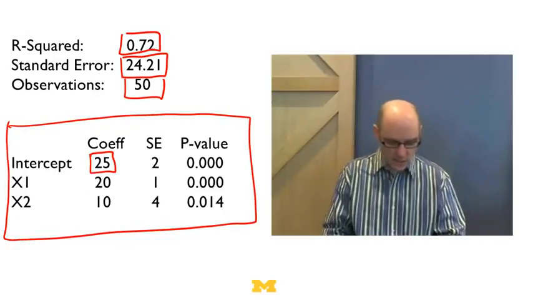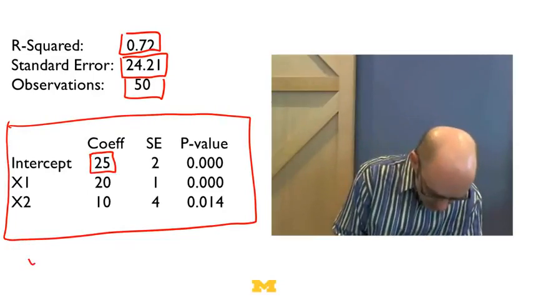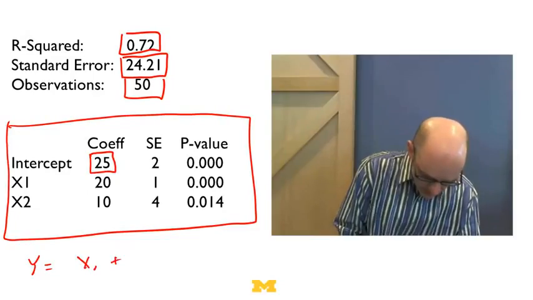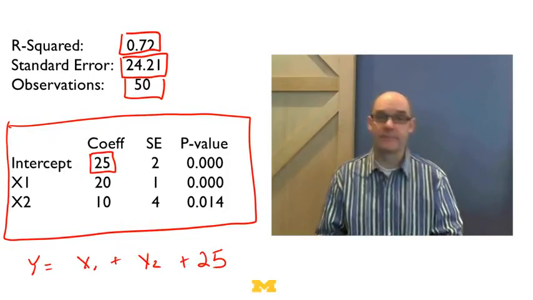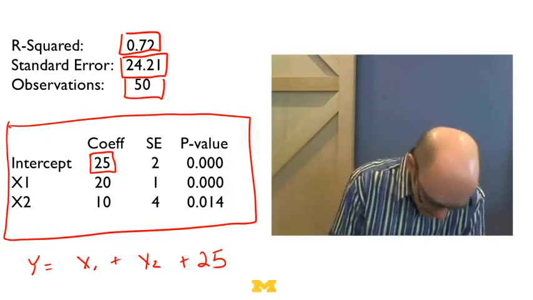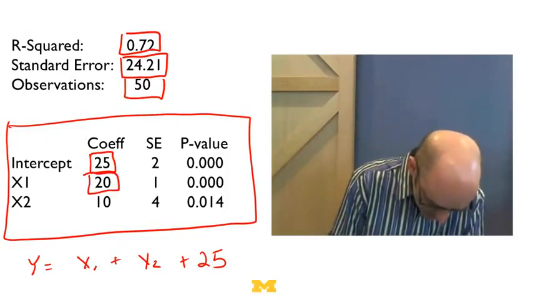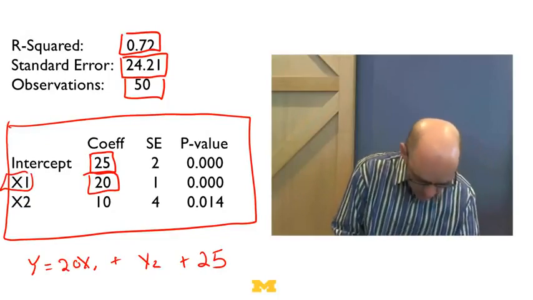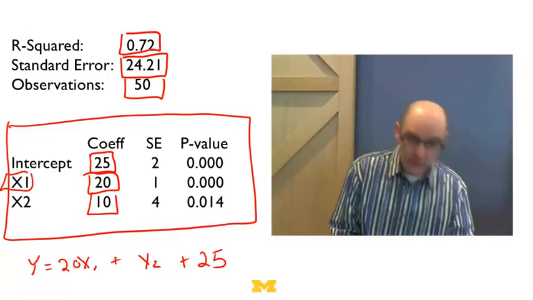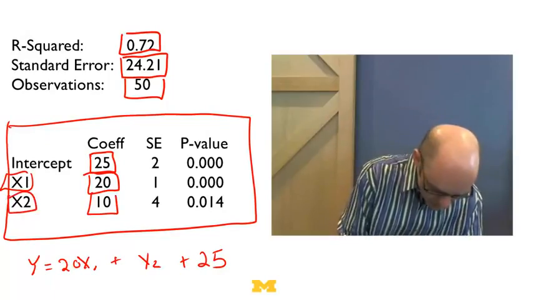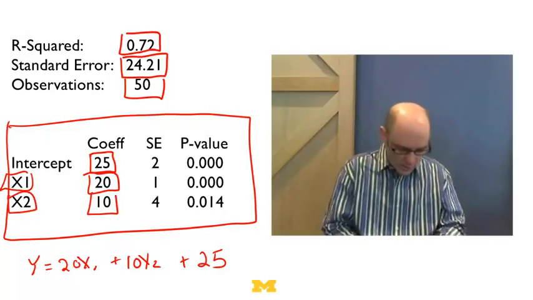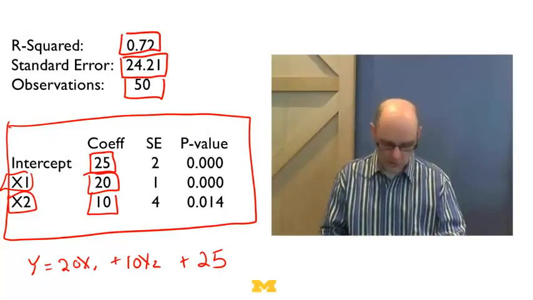And so that's saying our final regression equation is going to look like y equals something times x1 plus something times x2 plus 25. Now this next term here, this 20, is telling us that the coefficient of x1 is 20, so it's going to be 20x1. And then this 10 corresponds to x2, plus 10x2. So our equation is y equals 20x1 plus 10x2 plus 25.